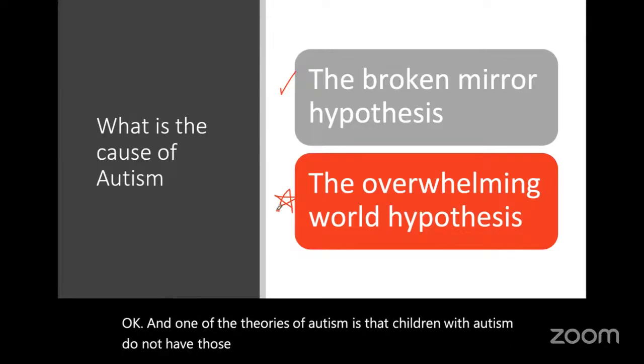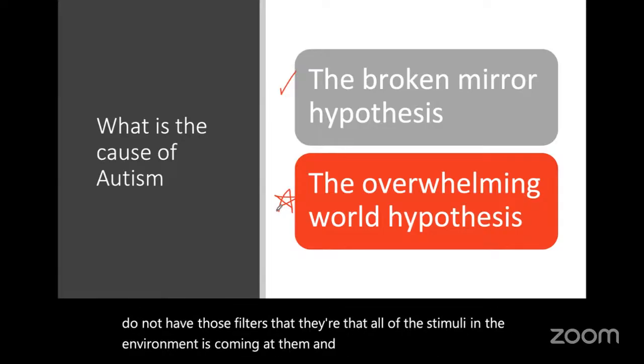Okay. And one of the theories of autism is that children with autism do not have those filters, that all of the stimuli in the environment are coming at them, and they don't have the ability to not experience them. Okay.